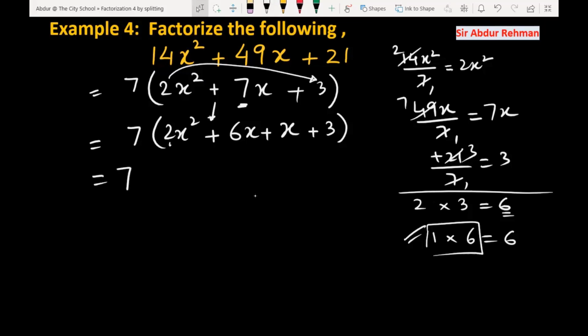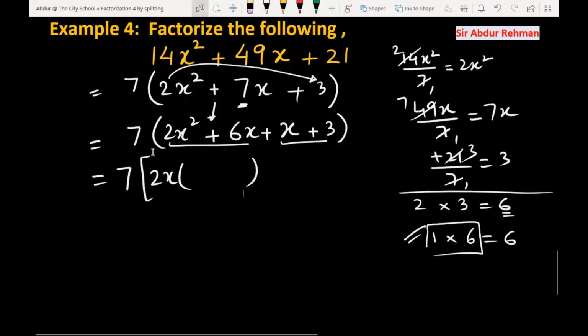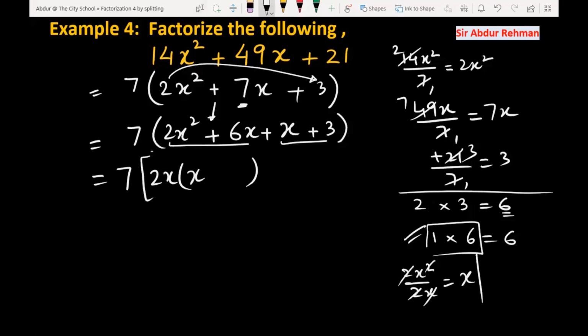Now the 7 here, by grouping. 2x is common, and you have to divide 2x squared with the common 2x, so 2 on the 2 cancel out, x is left. Now the second term plus 6x. You have to divide 6x by 2x. 6x by 2x, you will get 3. So x plus 3.